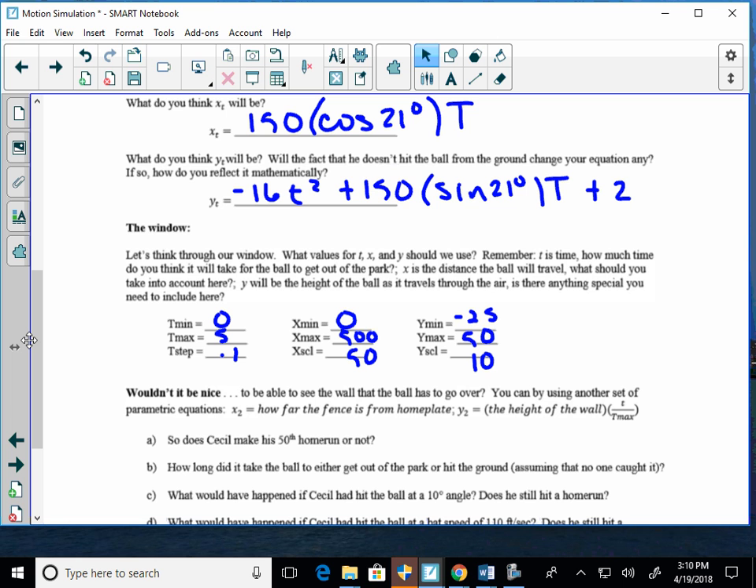Does he hit a home run? Yeah, he does, okay? Okay, next. How long did it take the ball to either get out of the park or hit the ground? So do trace. Right, it takes about 3 seconds for it to be right above the wall. So about approximately 2.9 seconds.